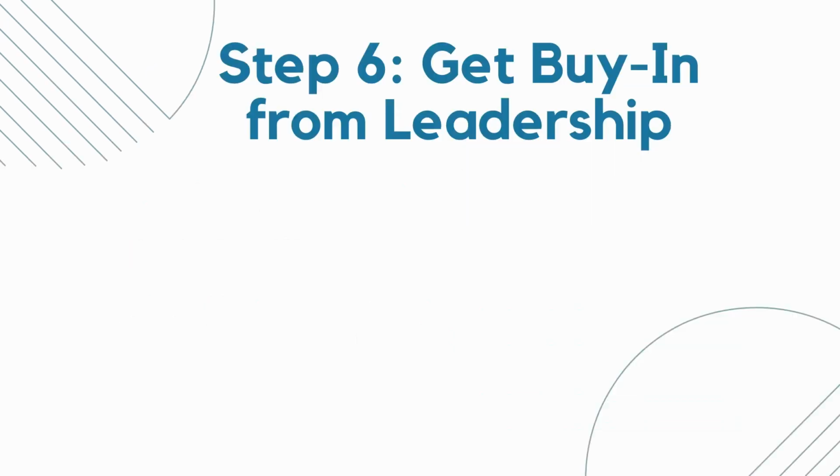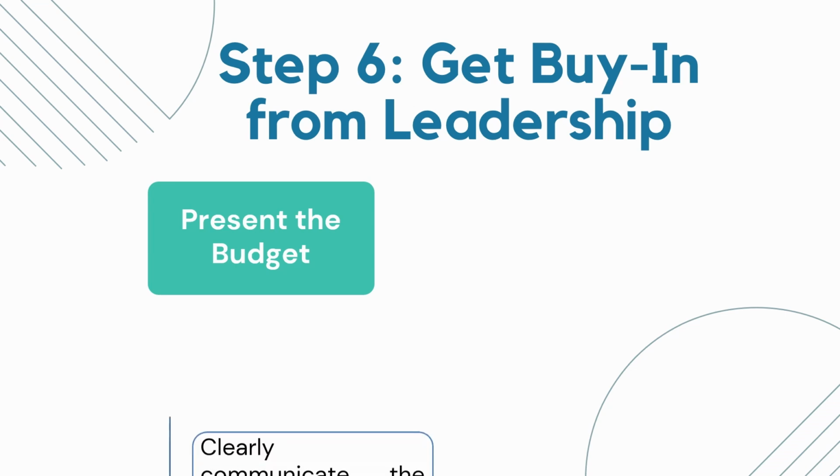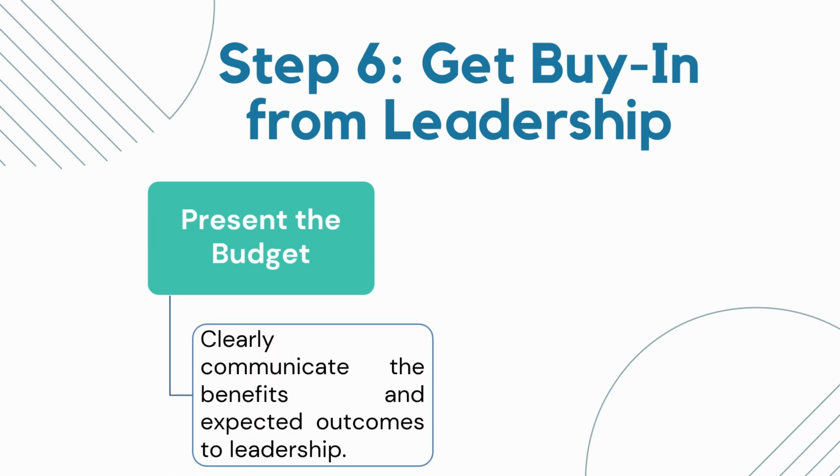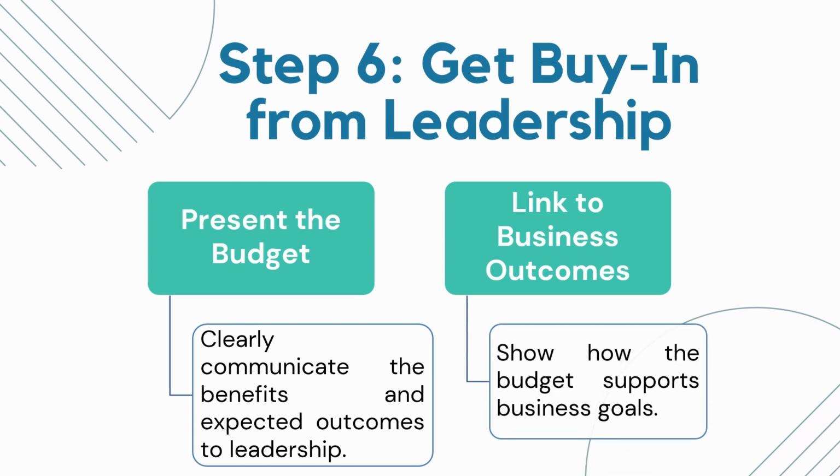Securing buy-in from leadership is a critical step in successfully implementing your training budget. Start with presenting your budget clearly. Highlight the benefits and expected outcomes. Next, link budget to business outcomes. Emphasize how the training budget will contribute to achieving your business goals. Linking the budget to business outcomes helps demonstrate its value to leadership, making it more likely that you will secure the necessary resources and support.